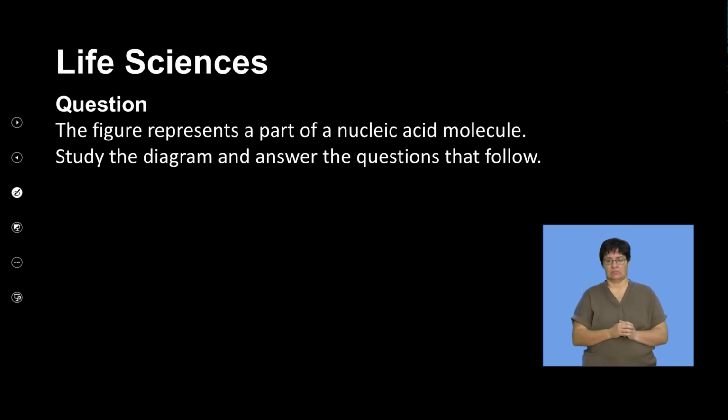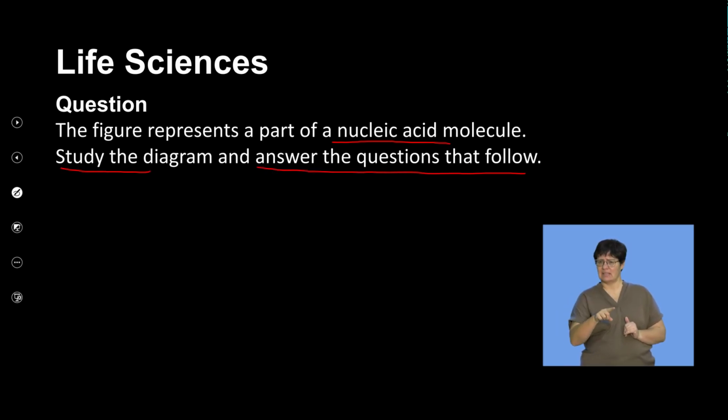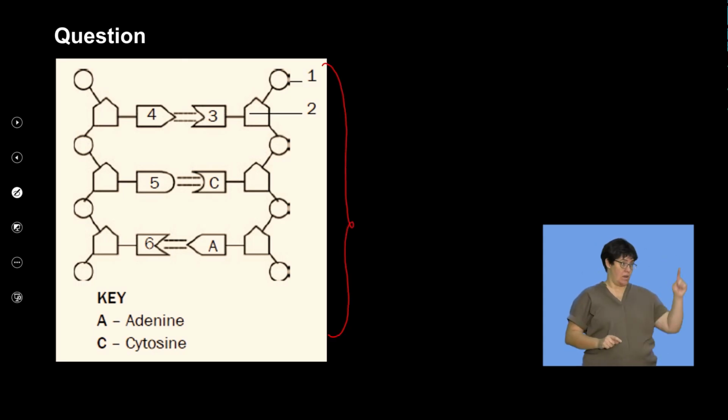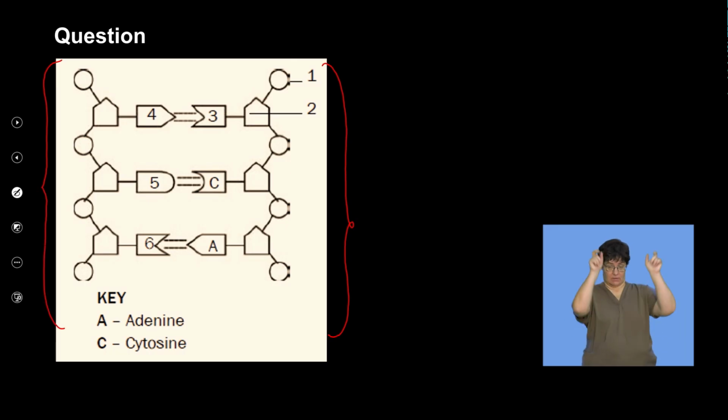The figure represents a part of a nucleic acid molecule. Study the diagram, and answer the questions that follow. So let's move on to the figure. Here we're seeing a figure that shows you part of a DNA molecule. Let's try and study this figure and answer the questions that follow. Again, this is a very schematic representation of DNA, and you can see that it has two strands. So you've got the one strand here, and you have the other strand, which is on the other end.